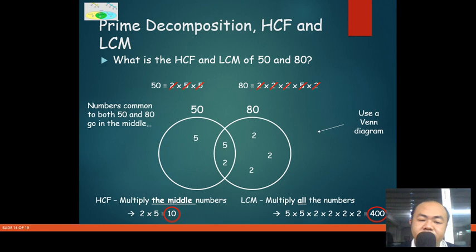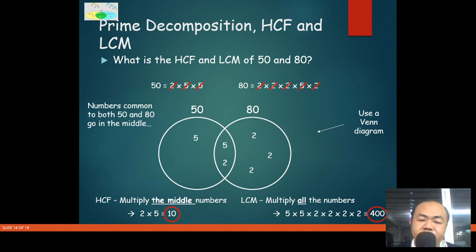We need to take the same numbers in the middle part, which are the ones shared by 50 and by 80. Now, take the middle part as the HCF, which is 5 multiplied by 2, we get 10. And then for the LCM, we need to multiply all of them: 5, 5, and then there are 2 of 4, which is 400.